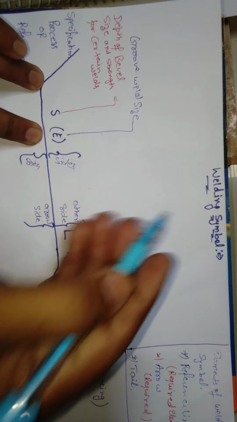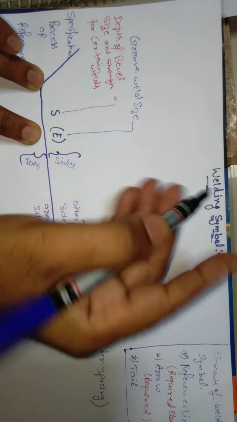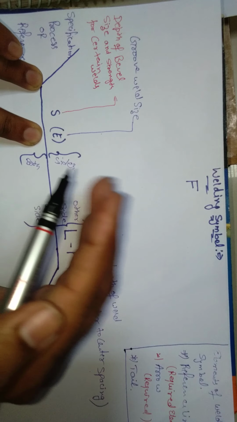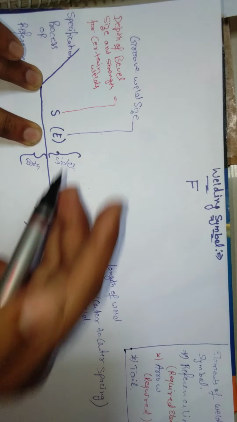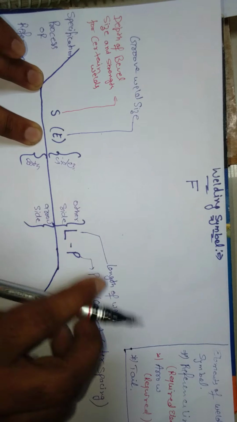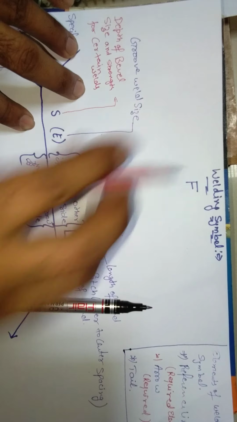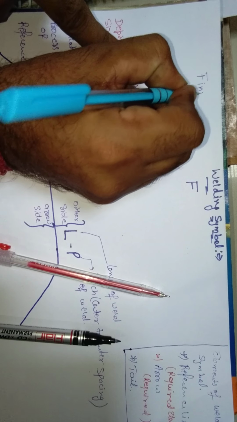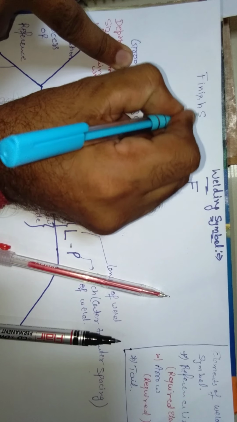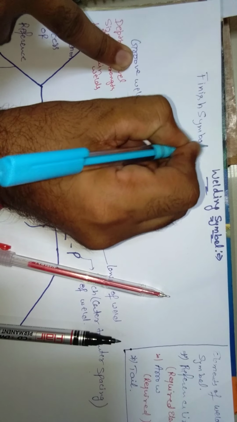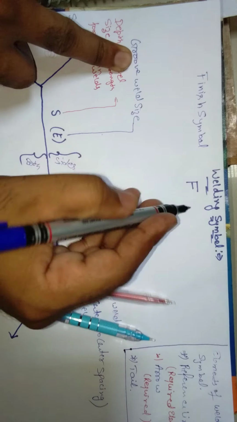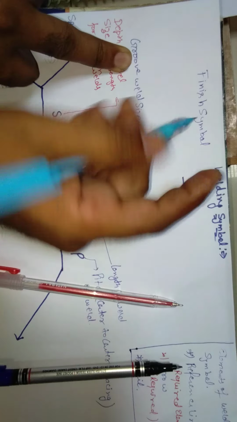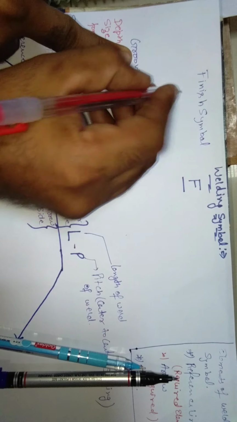Now we will discuss finish. The finishing symbol is always placed above or below the weld symbol. Always above or below the weld symbol. This is the finish symbol. Next one, contour symbol. Contour symbol.